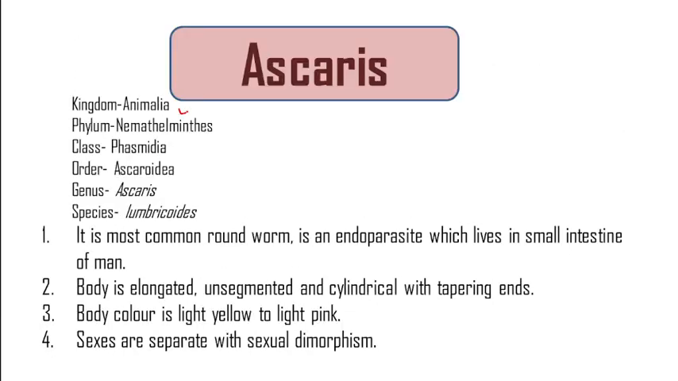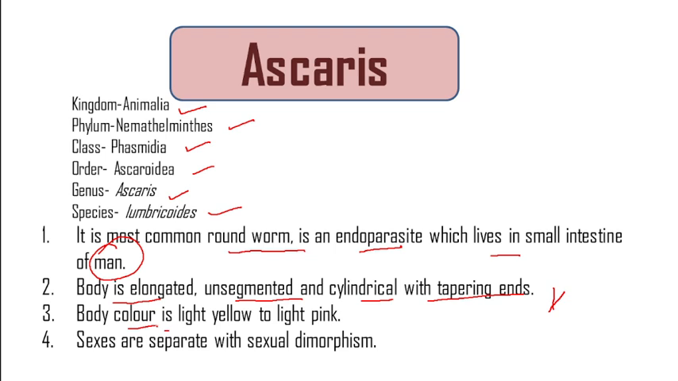Ascaris belongs to kingdom Animalia, phylum Nemathelminthes, class Phasmidia, order Ascaroidea, genus Ascaris, species lumbricoides. It is the most common roundworm. It is an endoparasite which lives in small intestine of man. Body is elongated, unsegmented and cylindrical with tapering ends. Tapering means pointed ends. Body color is light yellow to light pink.